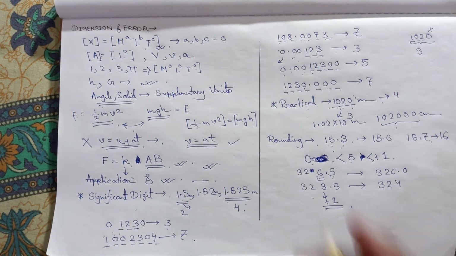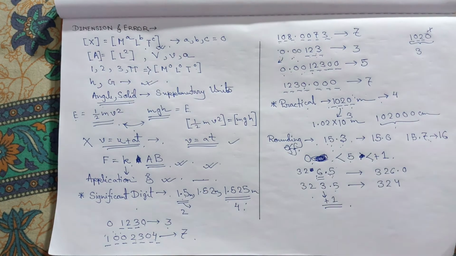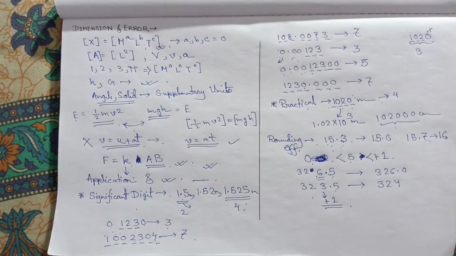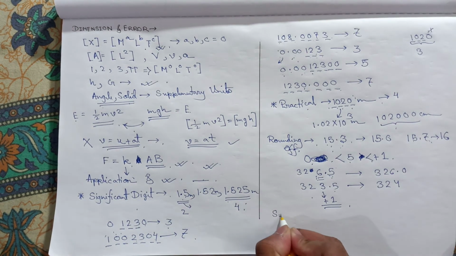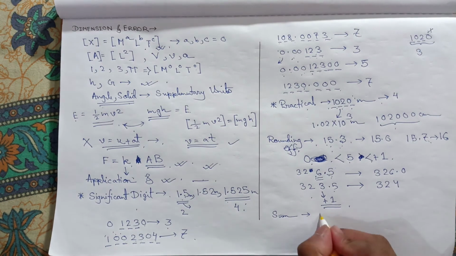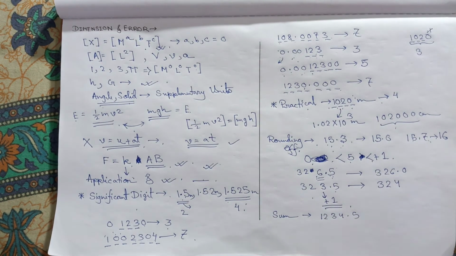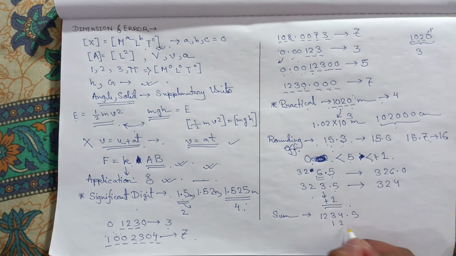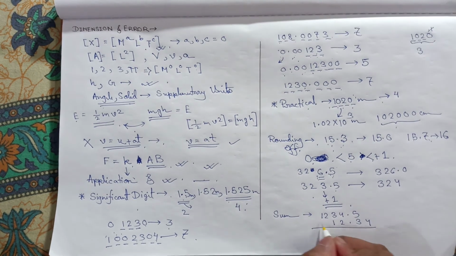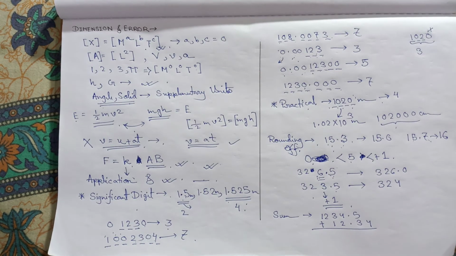So why are we considering rounding off? Because if we perform some arithmetic operations over numbers with different significant figures, to maintain the proper significant figures in the result, we use the concept of rounding off. So let's take summation. Let's take any number, 1234.5. Another number is 12.34. So in case of summation, we will consider the result.